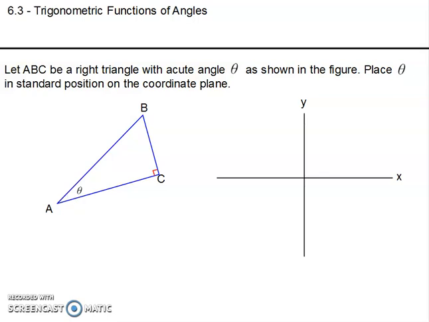Standard position means that the initial side is along the positive x-axis, so that would be here. So this is going to be my side AC. And then we rotate around counterclockwise. So that means that theta would be rotating up to the left, giving us the right triangle ABC that is in standard position. So we put that angle theta in standard position, and then we just connected B and C to create that triangle.